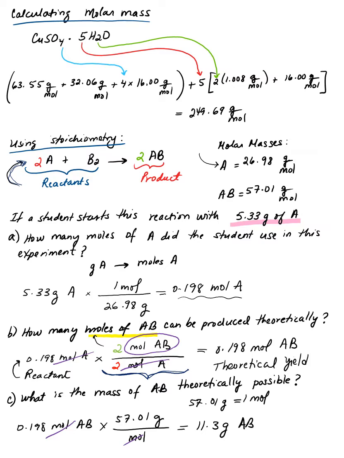So it's the same amount. You have the amount of product that you can get with your initial amount of reactant, which was 5.33 grams of A. The only difference between B and C is the unit that you have. Both of them are representing the amount of product that you can get. Letter B is your amount of product in units of moles, and then letter C is the amount of product in units of grams.